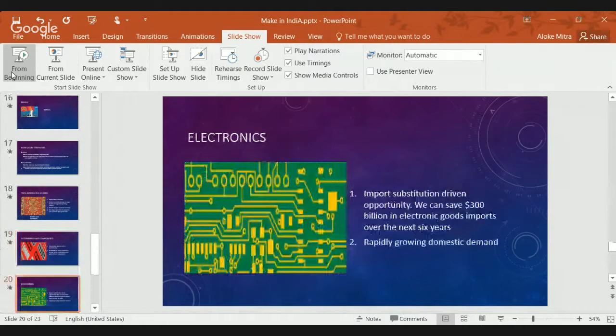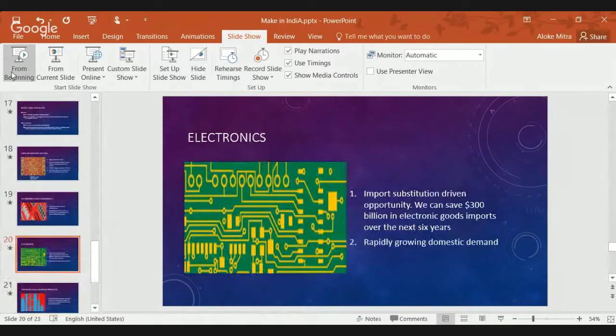The third interesting sector would be electronics. I've already mentioned that.